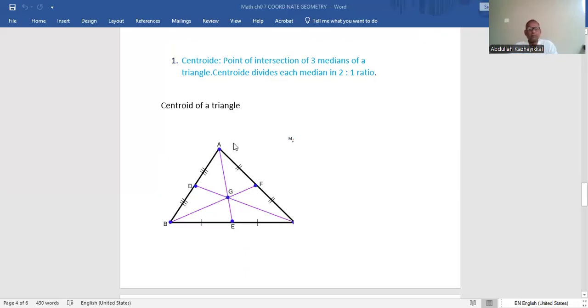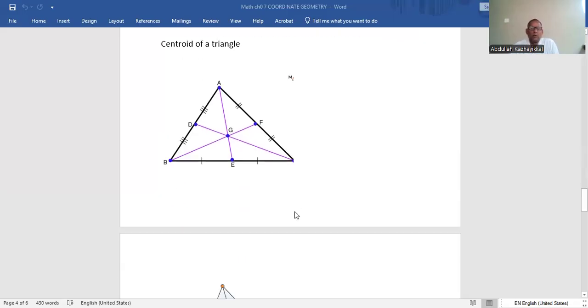A screenshot, I will send you this. Centroid: the point of intersection of the three medians of a triangle. The centroid divides each median 2:1. This is the centroid, my dear children. Can you see here? G is the centroid, and ABC is the triangle.